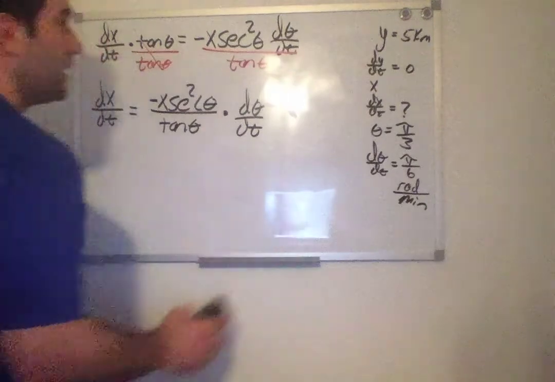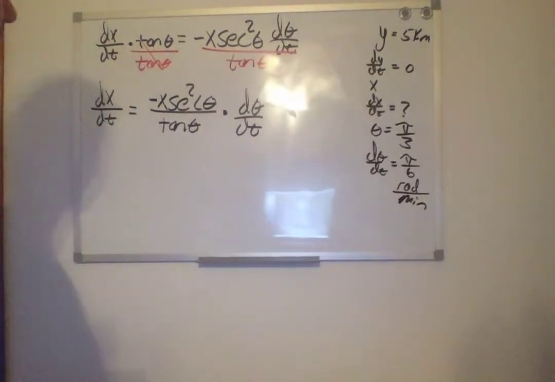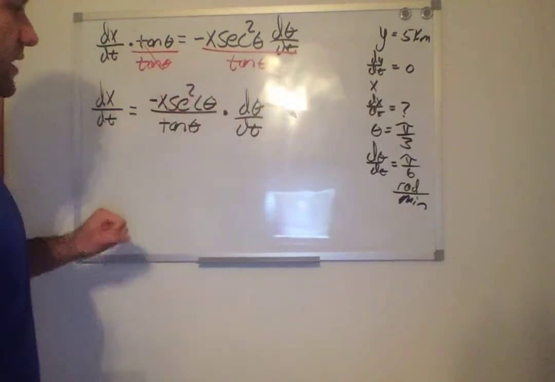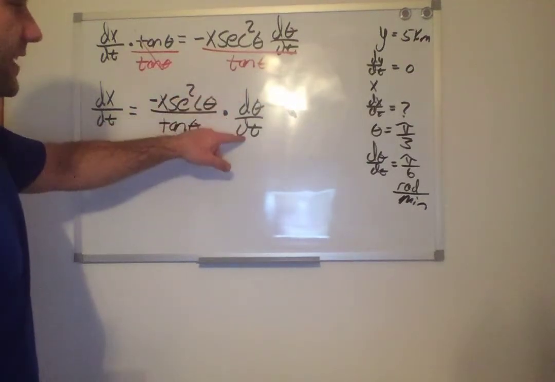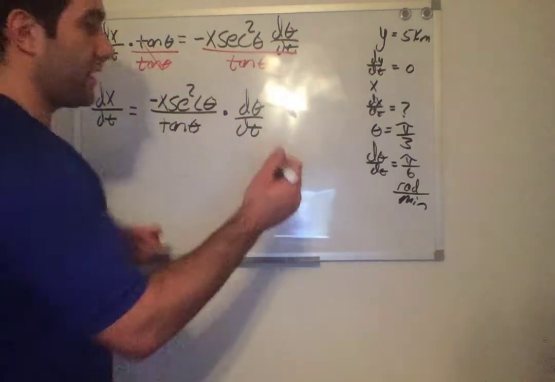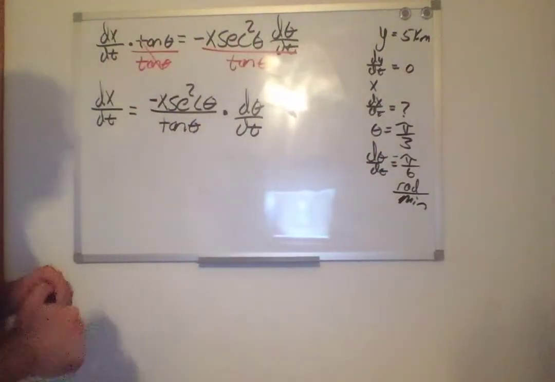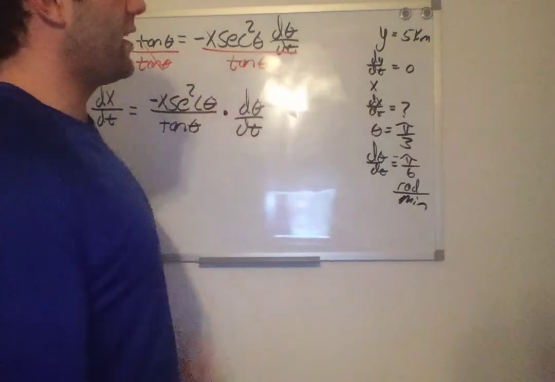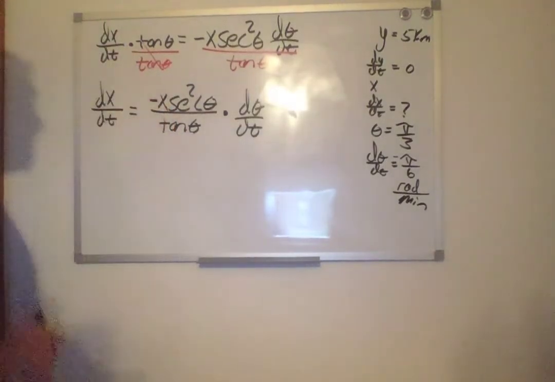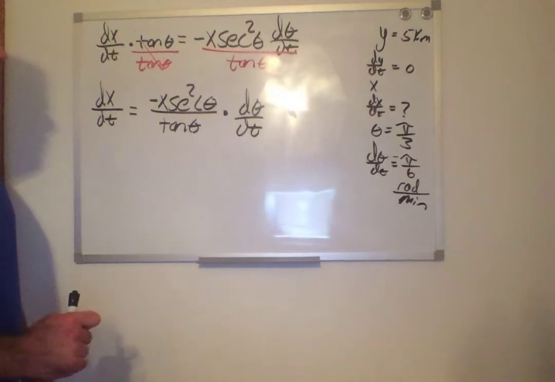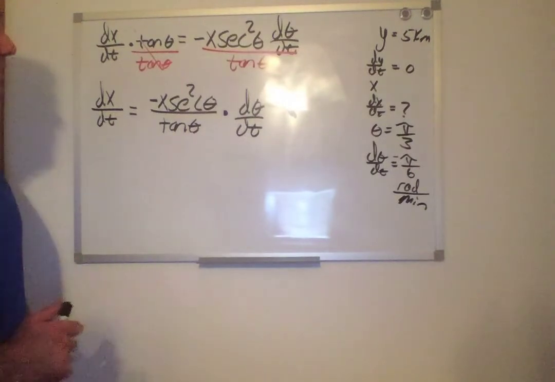Okay, now we know what theta is. It's pi over 3. We could plug those in. We know what d theta/dt is. I forgot the negative right here. It's negative pi over 6 since it's decreasing. But we don't have x. We have an x right there. Might be a problem. It actually isn't.